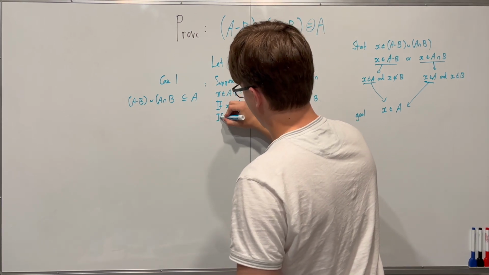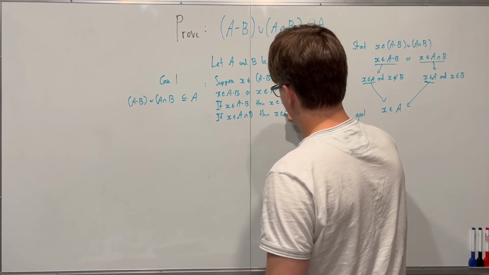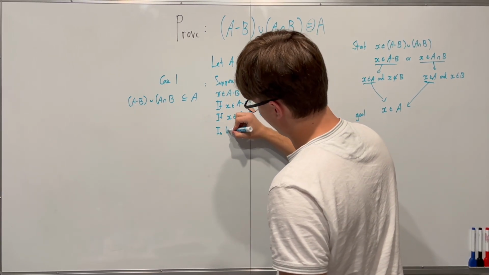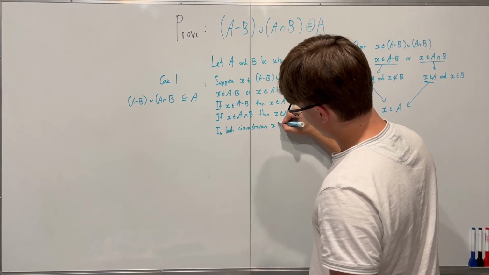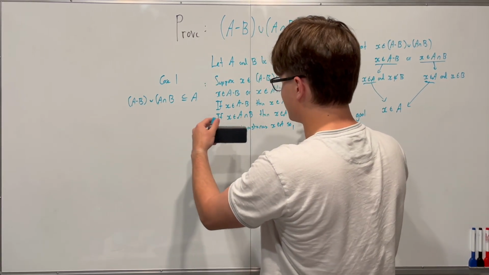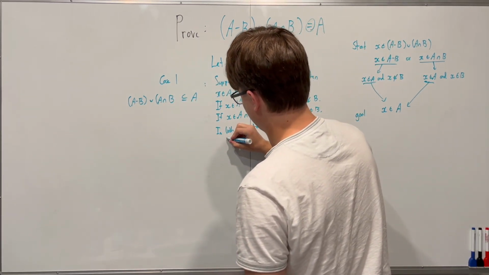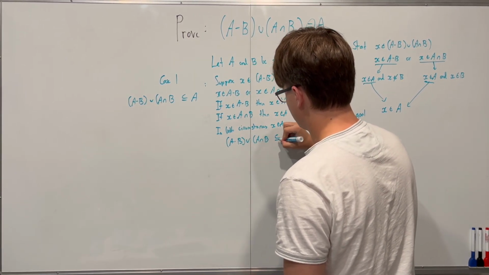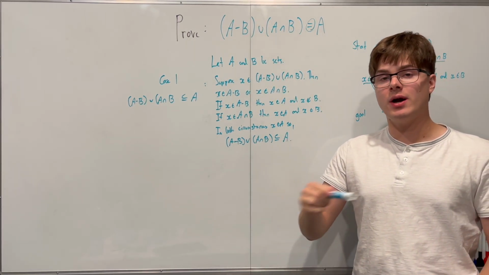Then we say, if X is an element of A intersection B, then X is an element of A, and X is an element of B. And then we can say, in both circumstances, X is an element of A, so we can then conclude that this is going to be true. So because X is going to be an element of our goal set, it must mean that our original set is a subset of our goal set. So we're going to say A minus B unioned with A intersection B must be a subset of A. Okay, we've proven our first case. Let's go ahead and prove our second case.